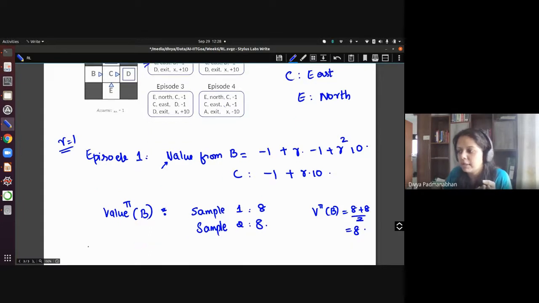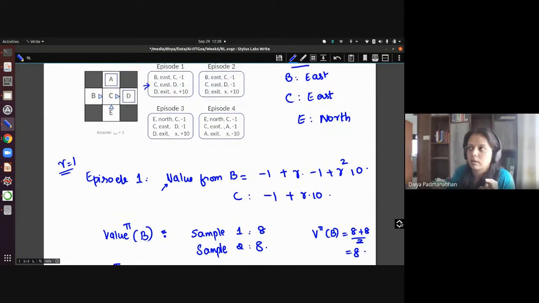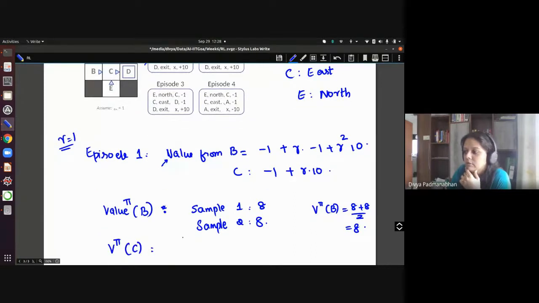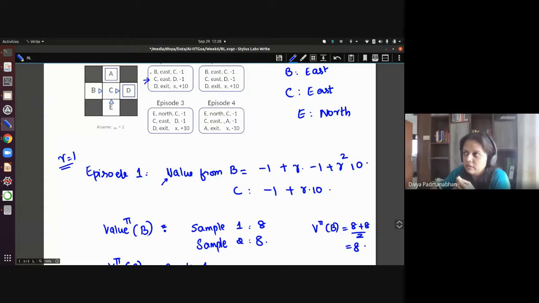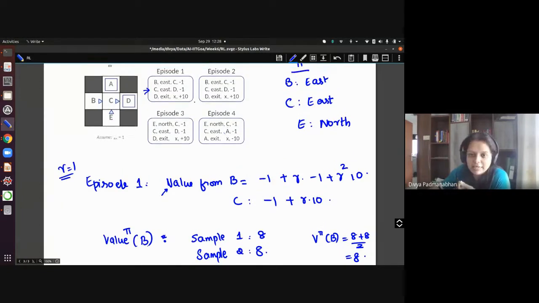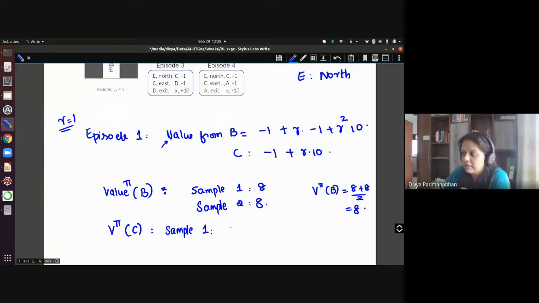Let's just do one more computation. What about the value of C? Can you give me one sample? So there are four samples I can get here. Let me take one sample first. 9. So this one, right? The first episode has a minus 1 and 10, so you have a 9.